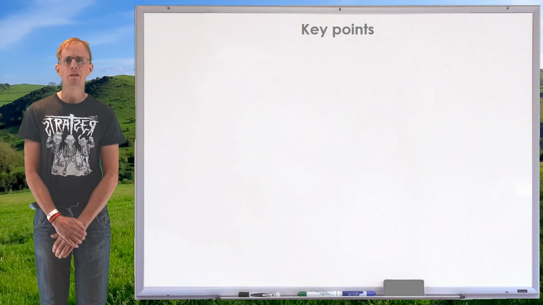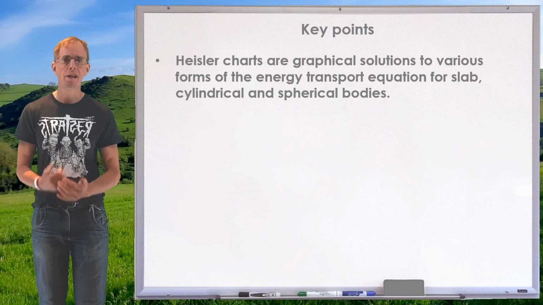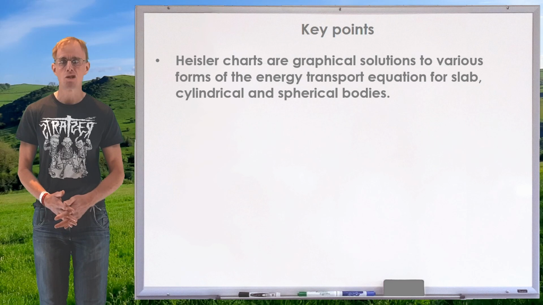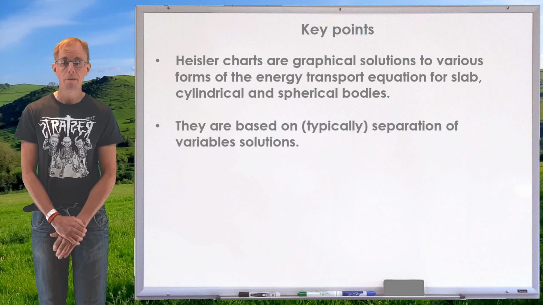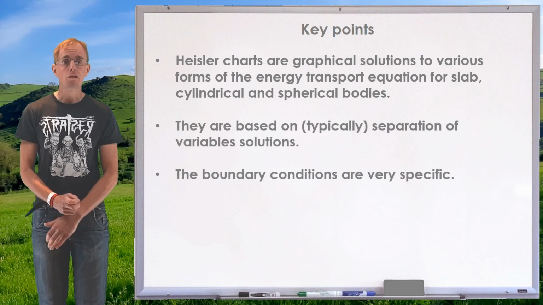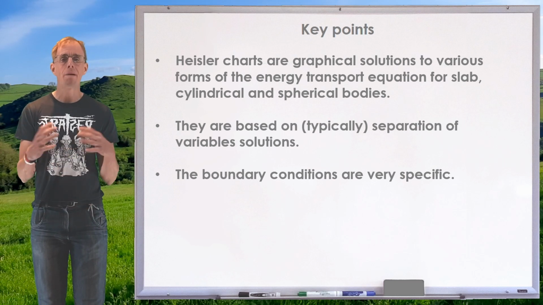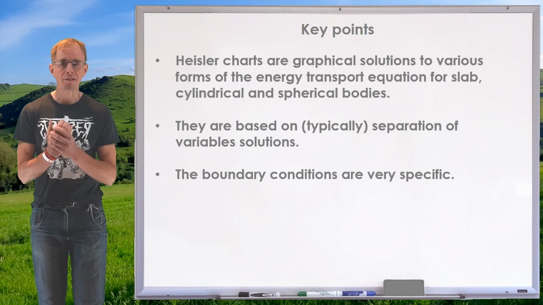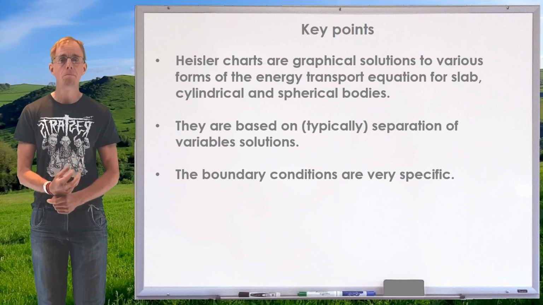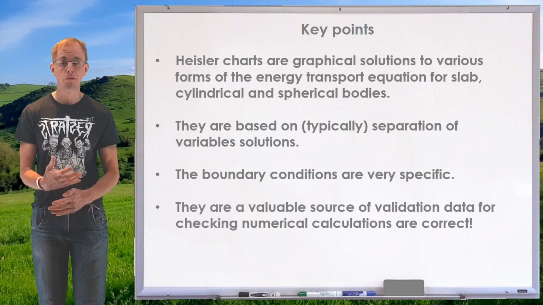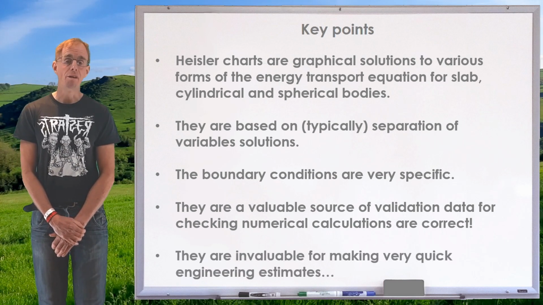So, let's have a look at a few key points. Heisler charts are basically graphical solutions using separation of variables to the energy transport equation in a time-dependent formulation. You can get them for slab geometries, cylindrical geometries, and spherical geometries, and they are subject to very specific boundary conditions. That is in effect their weakness. You're basically saying all my boundaries are subject to the same temperature, and that is a step change in temperature from whatever initial temperature it was to whatever temperature it is now. But sometimes we can use that to get a very good feel for a problem. They're also a valuable source of validation data for numerical calculations.